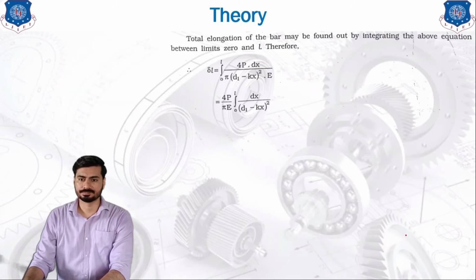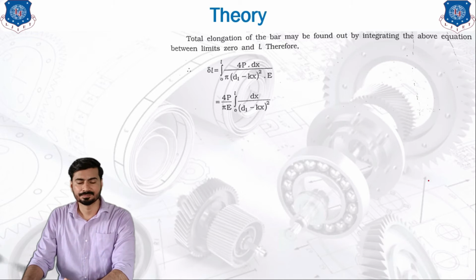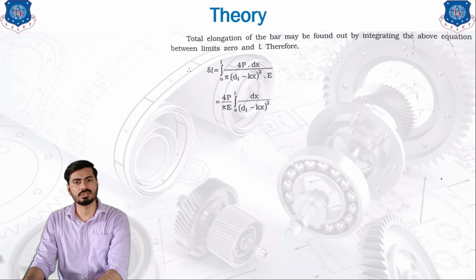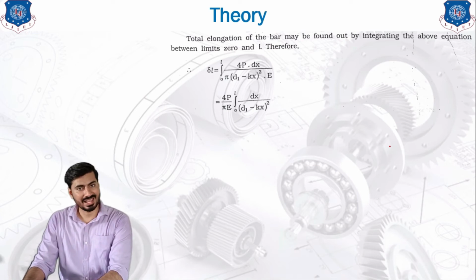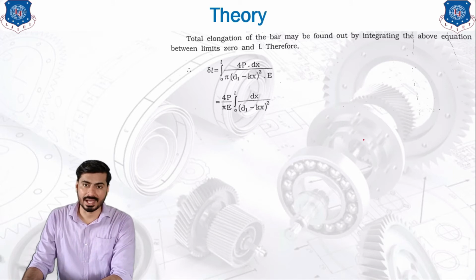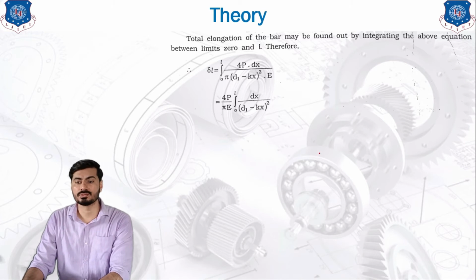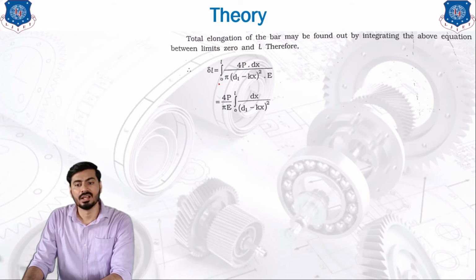Now let's go further. The total elongation of the bar may be found out by integrating over this elemental area. Now we have taken only one elemental area. We need to find out the integration for the entire length. As you can see, the length of the elemental area is dx. That's why we have used integration limits from 0 to L. So you can see the same equation of the x length elemental area with the integration limit of 0 to L.